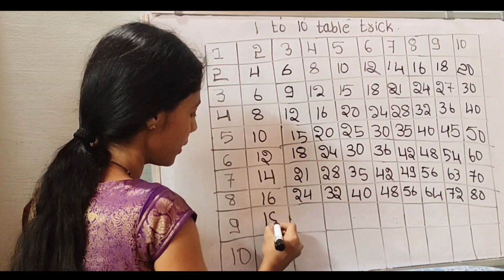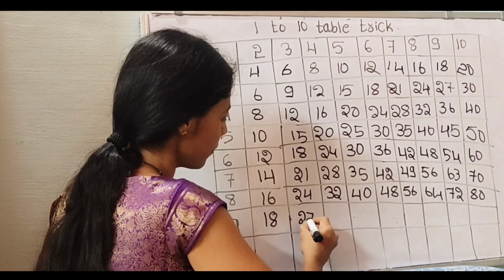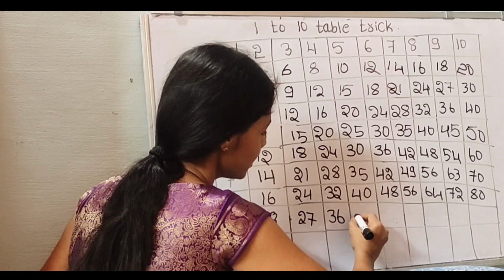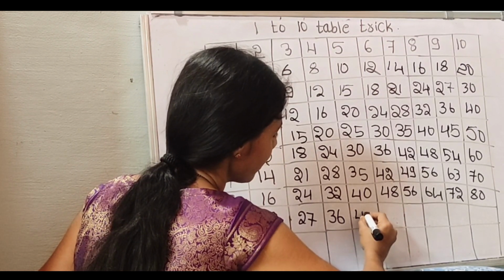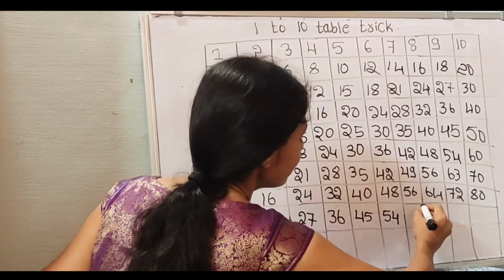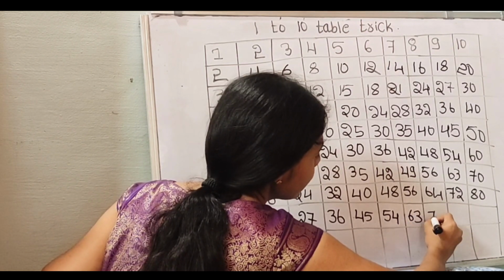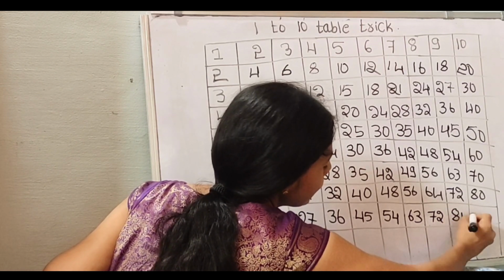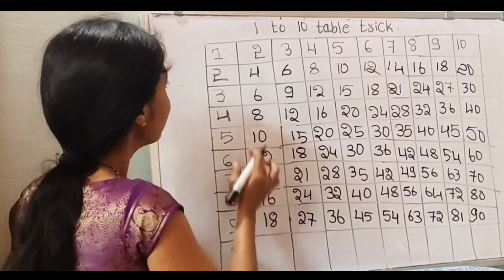Consider this row. 9 2s are 18. 18 plus 9 is 27. 27 plus 9 is 36. 36 plus 9 is 45. 45 plus 9 is 54. 54 plus 9 is 63. 63 plus 9 is 72. 72 plus 9 is 81. 81 plus 9 is 90. Consider the 10th one.